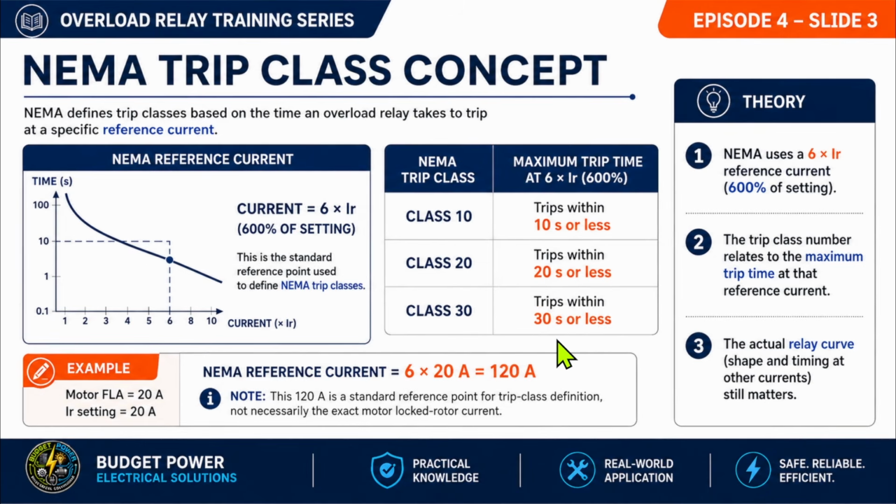But here's something I really want you to remember. Class 20 does not mean the relay always trips exactly after 20 seconds. This is not a simple 20-second timer. The actual trip time changes depending on how much current is flowing, the thermal condition of the relay, and the characteristics of that particular product. That's why, in real work, the manufacturer's trip curve is very important.